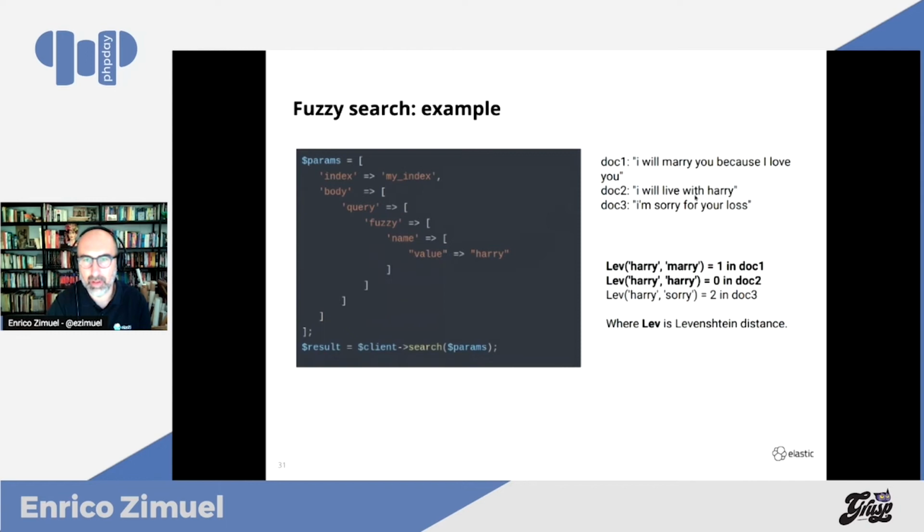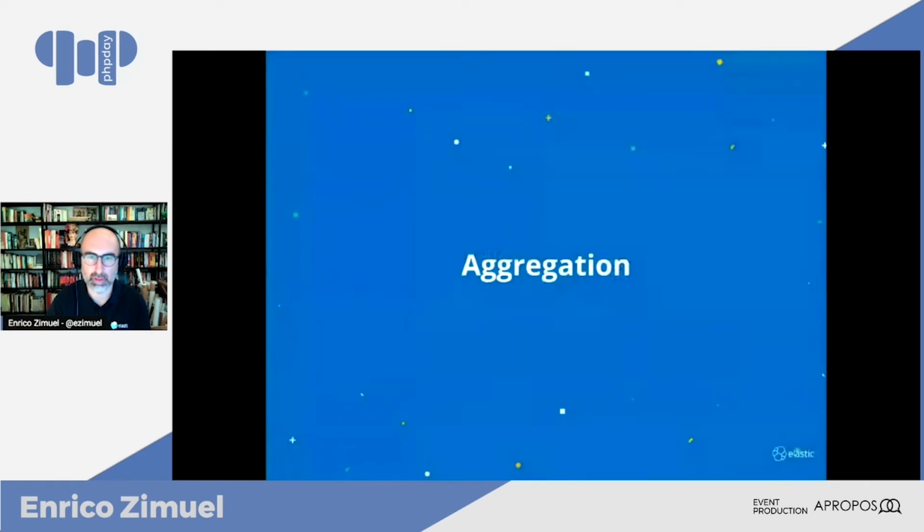The second document, I will live with Harry, and Harry is the same string, so the Levenshtein distance is 0, so it will be added to the results. And the last document, the minimum Levenshtein distance is 2, because there is sorry, and you have to change 2 characters, the S and the O, the first 2, in order to have Harry. So the edit distance is 2, and this will not be present in the results. Of course, the second document will have a higher score than the first one because the distance is 0, so it's the same. So this is just, again, a very simple example to understand how the fuzzy search works in Elasticsearch.